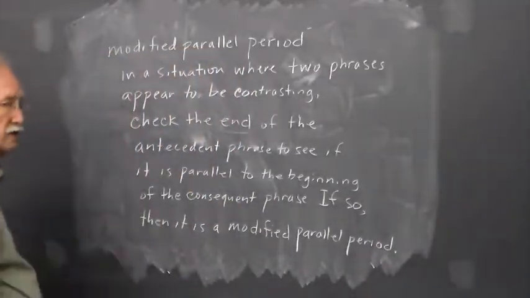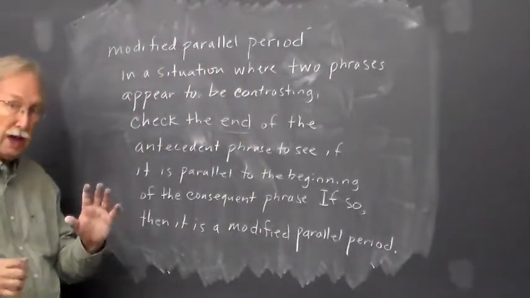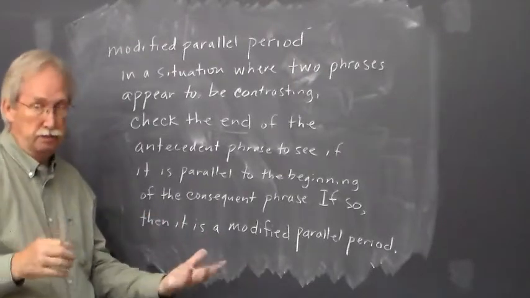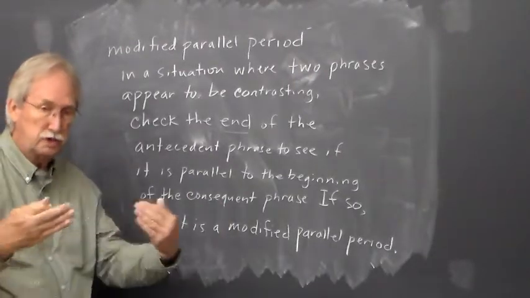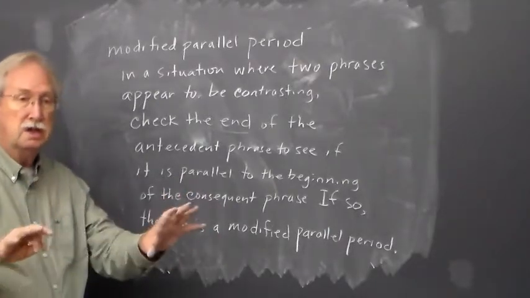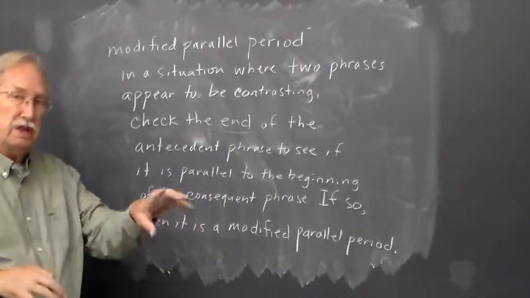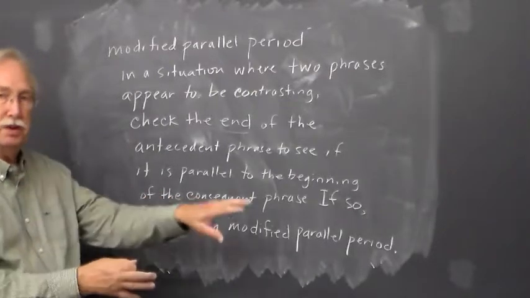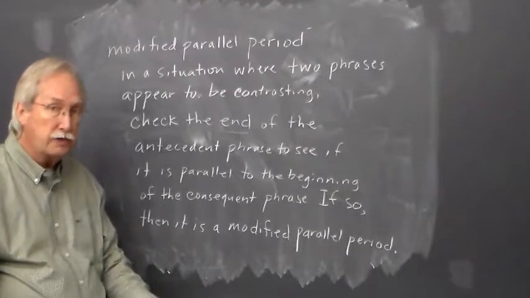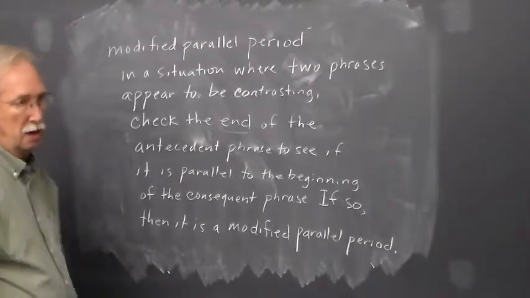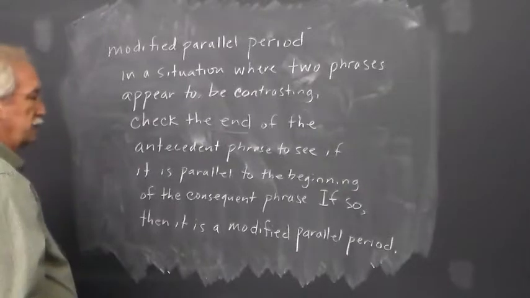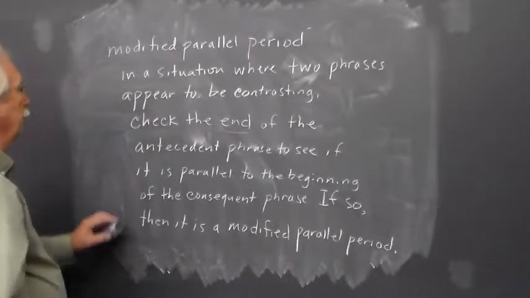Okay, so that is one situation when it looks like a contrasting period. So 2 phrases where the beginning of each is contrasting. Then check to see if the end of the antecedent is parallel to the beginning of the consequent. And if that's the case, then you call it a modified parallel period. All right, so there are some examples you can look at in the book for that. So that's one exceptional type.